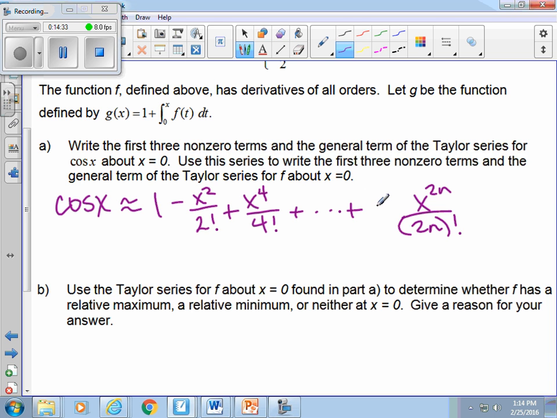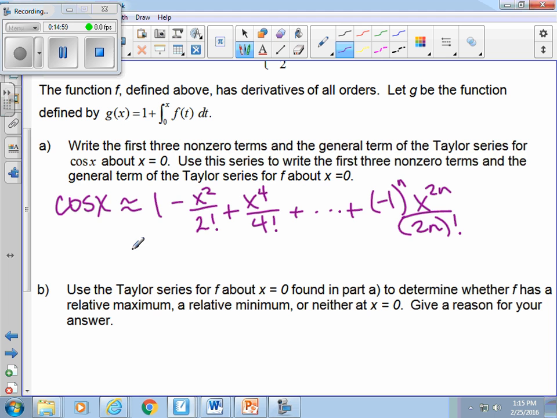One other piece, what else needs to happen? It needs to alternate, so we need to put an alternator in. You can either do -1 to the n or -1 to the n plus 1. It depends on whether you started at 0 or 1. Since we started at 0, -1 to the 0 power is +1, so it starts correct and alternates appropriately. Any questions about that part?